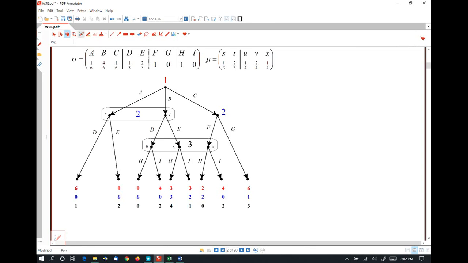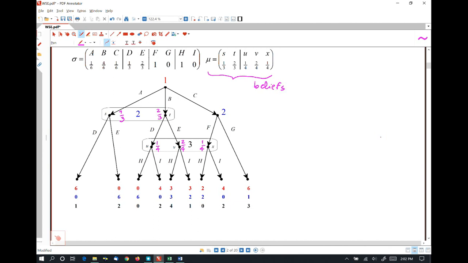So the beliefs that player 2 has at her information set on the left is probability 1/3 on the left node S, and probability 2/3 on the right node T. And the beliefs that player 3 has are probability 1/4 node U, probability 2/4 the middle node V, and probability 1/4 the right node X. So these are the beliefs, right?